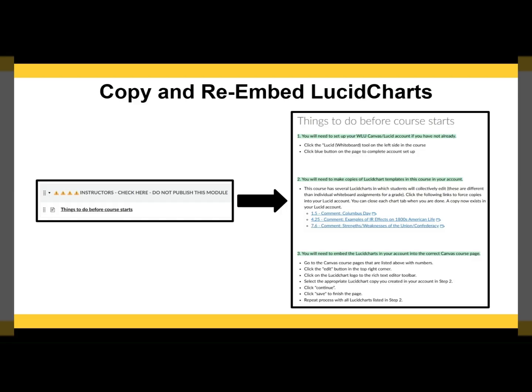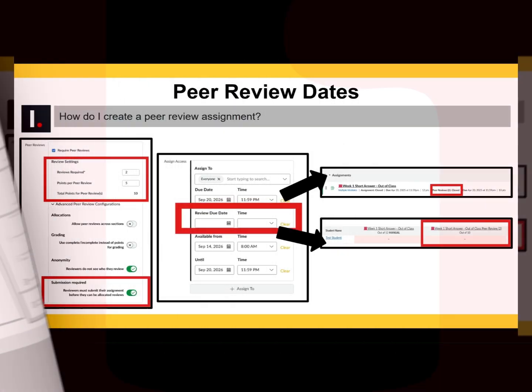Look for the unpublished module that says Instructors, click here, with instructions on how to get copies of the group activities. Instructors will need to create fresh copies in their Lucid accounts to embed into Canvas modules. These steps do not apply for Lucid assignments assigned to individual students through the Assignments tool, as these will make fresh copies each term.